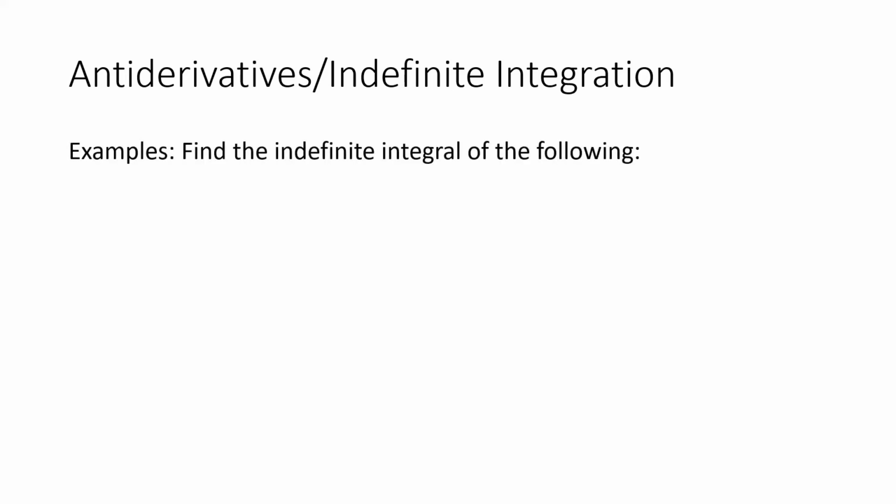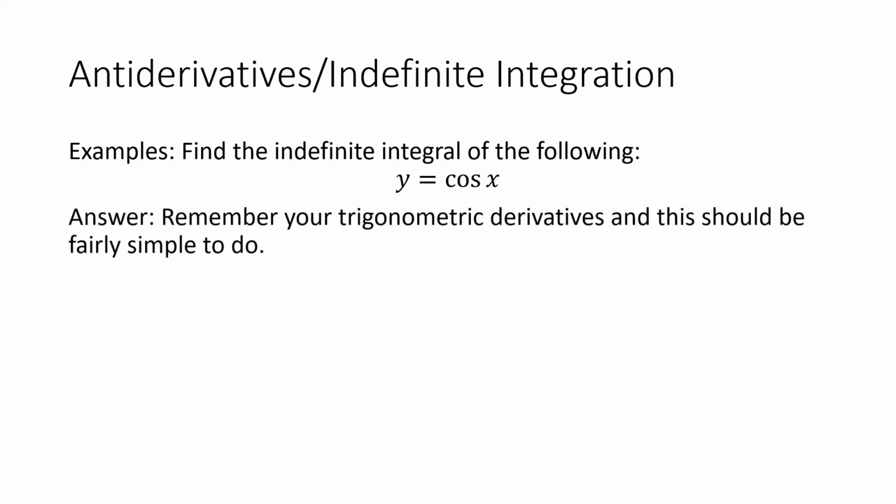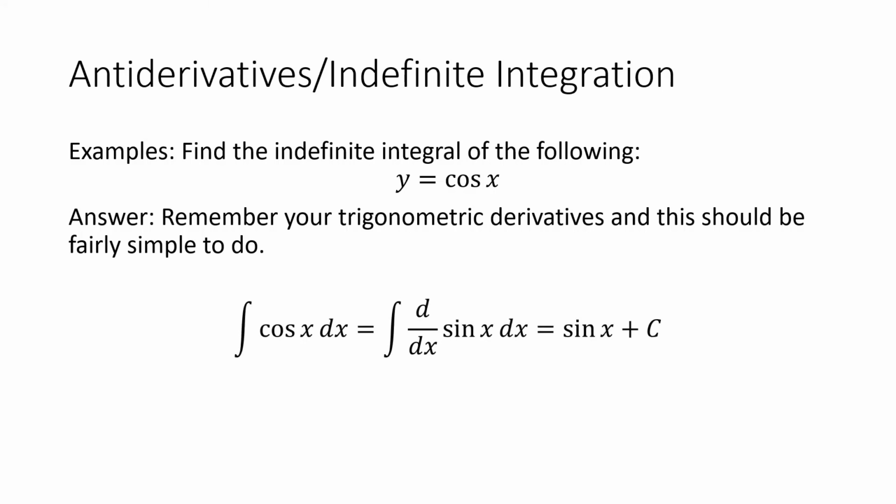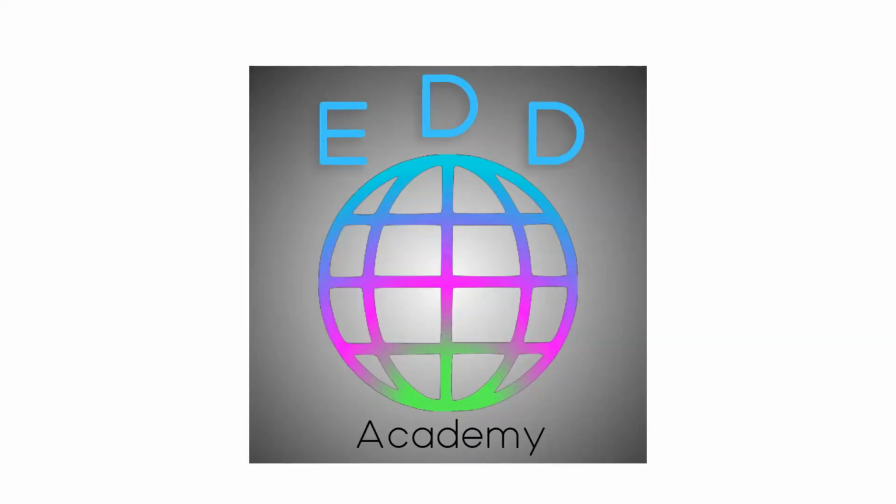Here's another one. Find the indefinite integral of y equals cosine of x. I didn't tell you any formulas for how to solve trigonometric integrals. However, remember your trigonometric derivatives, and this should be fairly simple. We know that the derivative of sine of x is equal to cosine of x. So with some substitution, the integral of cosine of x dx is equal to sine x, which gives us sine x plus the constant c at the end.